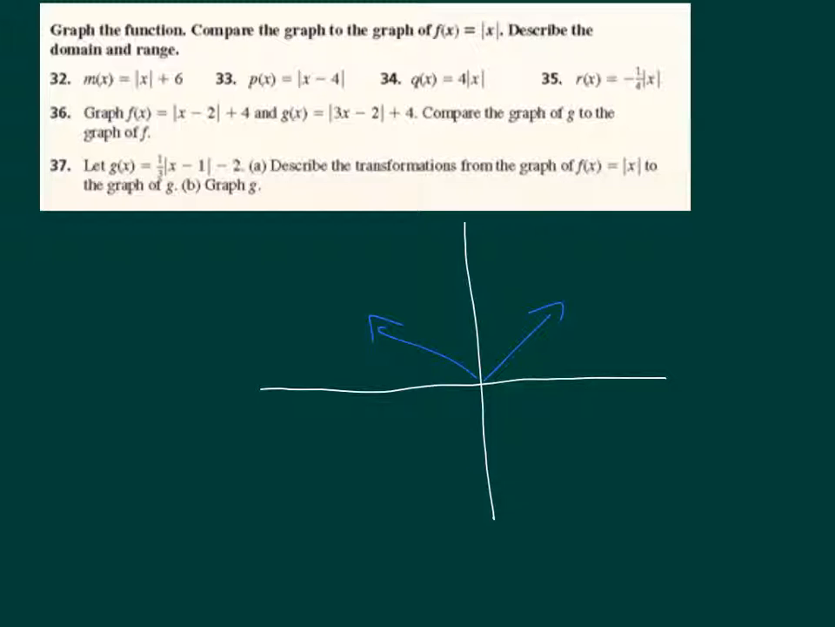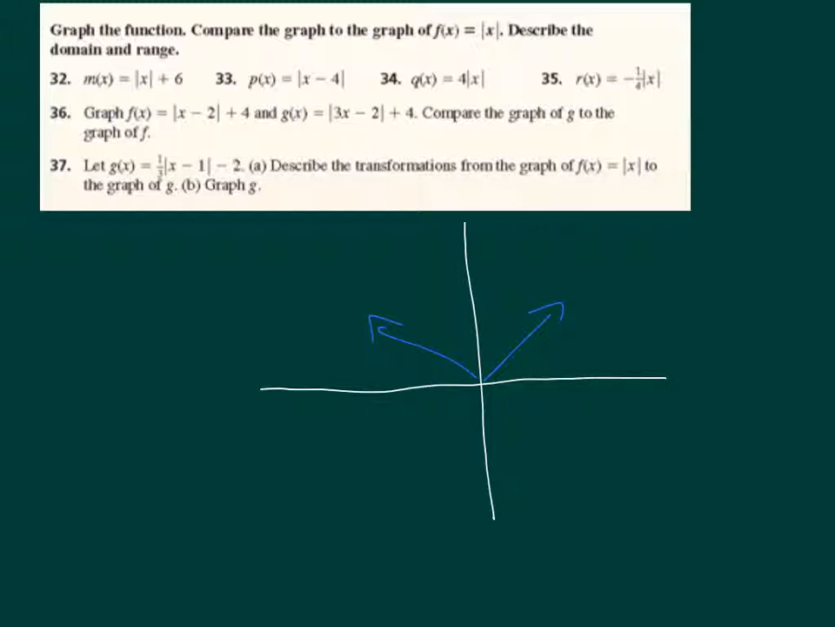Okay, and then after that, what we would do is look at the transformation. So if I were to do plus 6 on the outside, we would take this and shift it. Instead of at 0, 0, it would be at 0, 6, and then it would go this way and this way. Okay, if the shift is happening on the inside and it's negative, we're going to take the vertex and shift it right 4, and then we're going to go this way and this way. So that would be 33, would look like that.